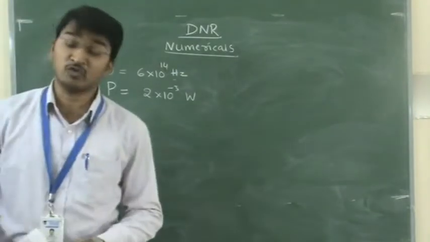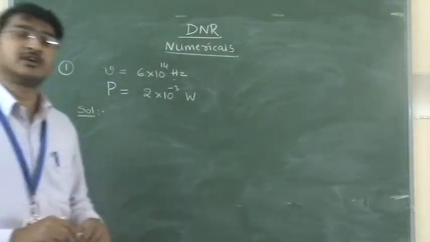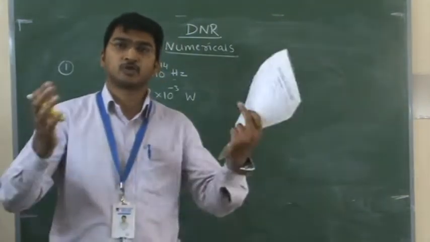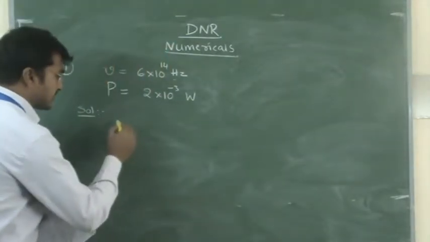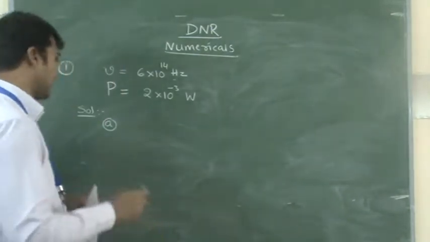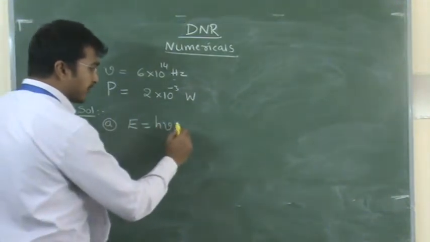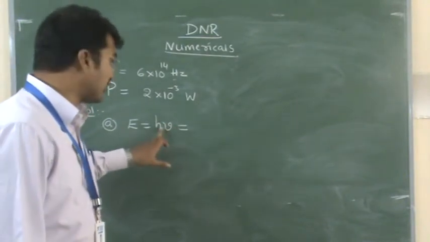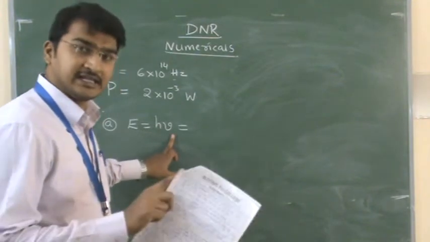First, what is the given data? Frequency and power are given, and we should find the energy of the photon. The energy of the photon equals the energy of radiation, that is E equals h nu, which we know. So question number A: what is the energy of the photon? Using the formula, E equals h nu. You know that it's the energy of the photon, where h is Planck's constant and nu is the frequency of the incident radiation.